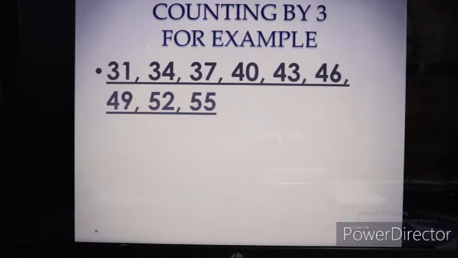Here are more examples of counting by 3. Look for patterns. Patterns help with skip counting. The digit in the ones place is increasing by 3. Skip counting by 3s is counting every third number. 31, 34, 37, 40, 43, 46, 49, 52, 55. In skip counting by 3s, we get both even and odd numbers.